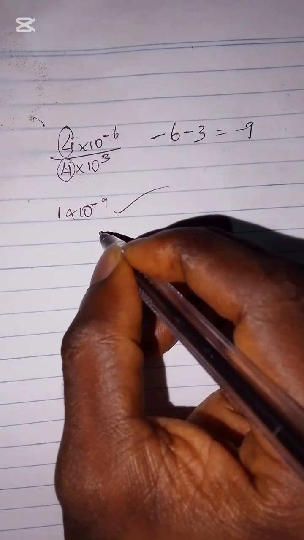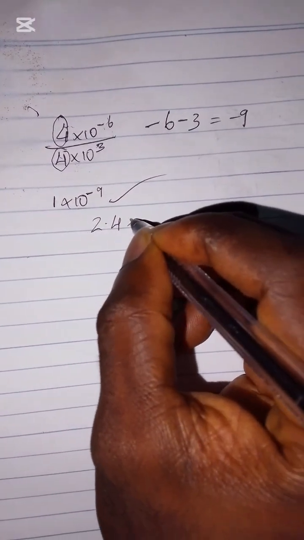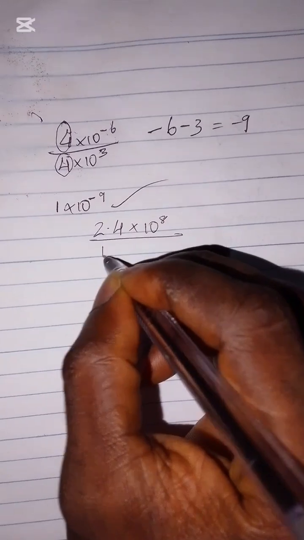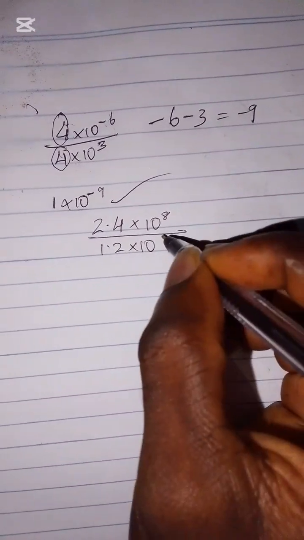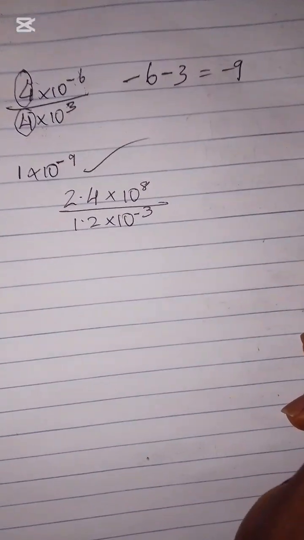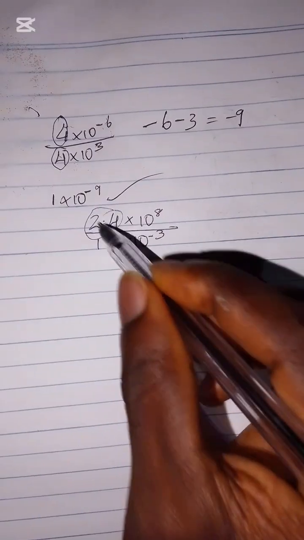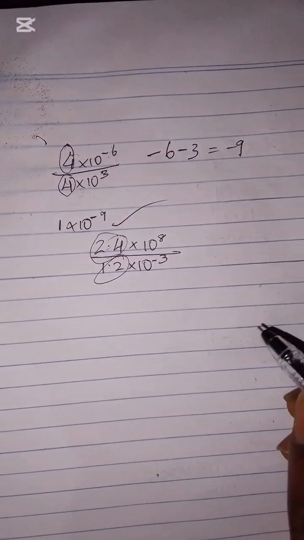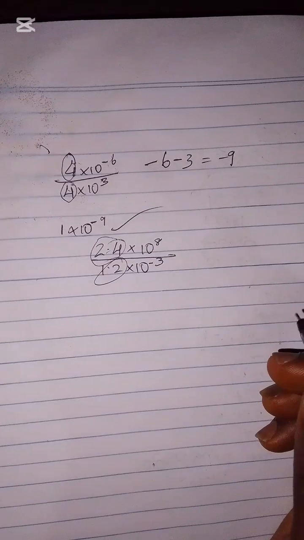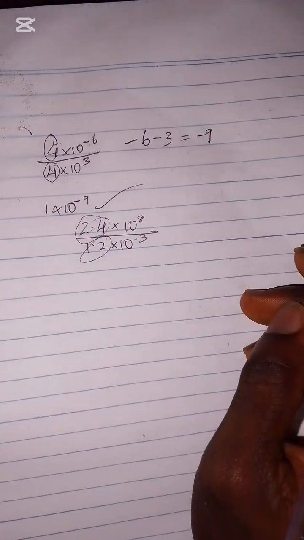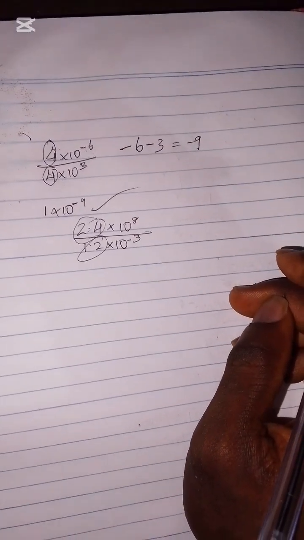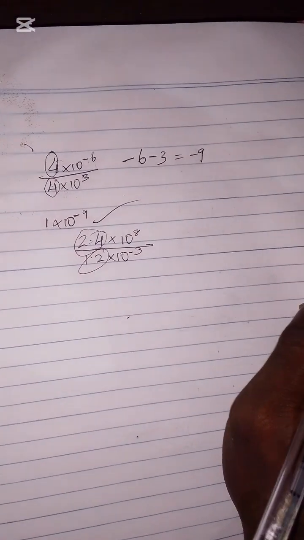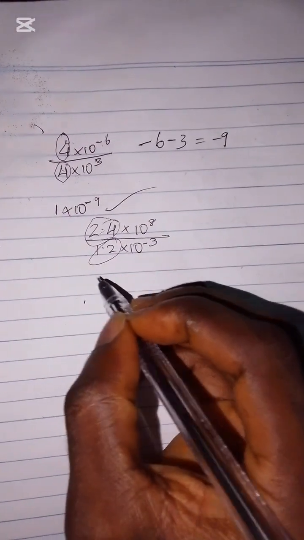Let's say 2.4 times 10 raised to the power 8 divided by 1.2 times 10 raised to the power minus 3. Now, how do you go about this? The same method. Divide the base and then subtract the powers. So 2.4 divided by 1.2. Of course, I expect that to give me exactly 2. I hope I'm correct.